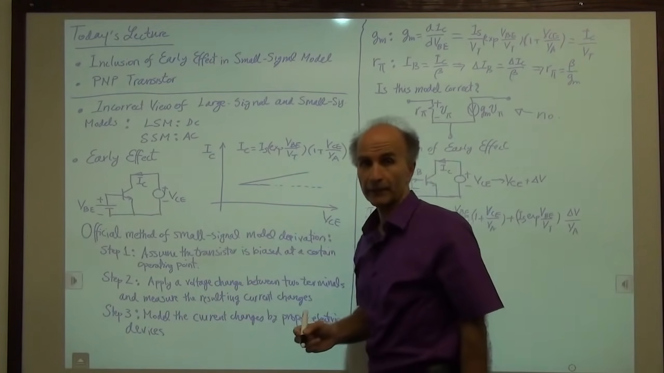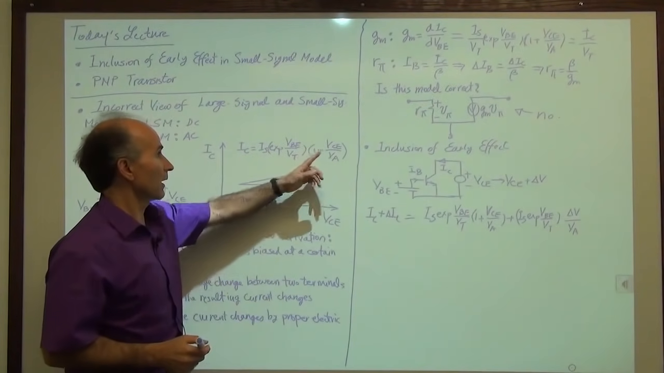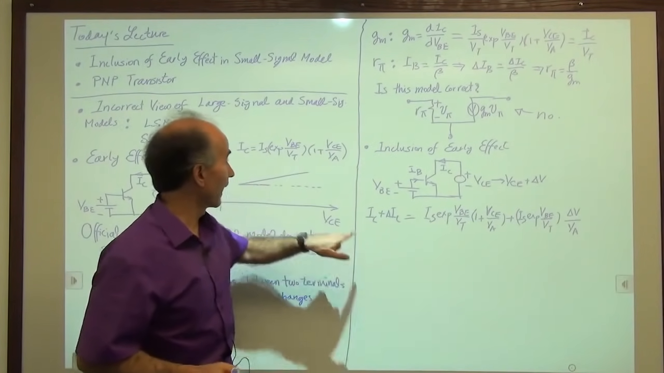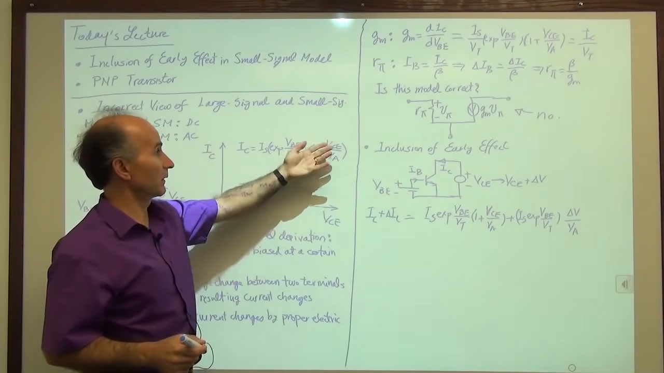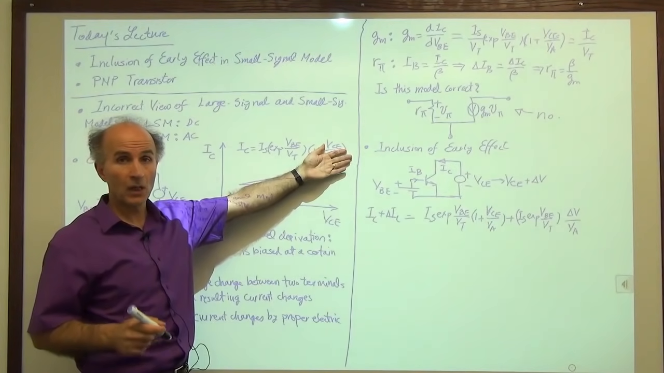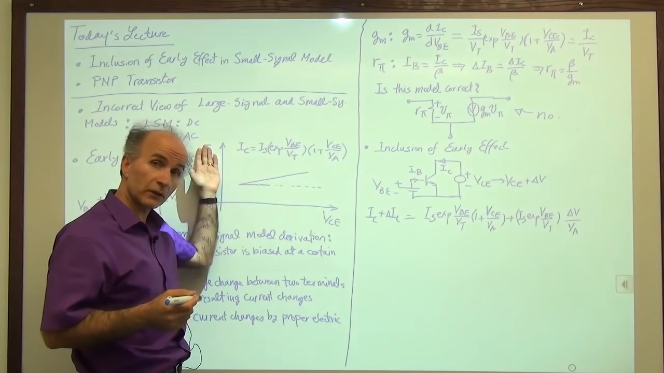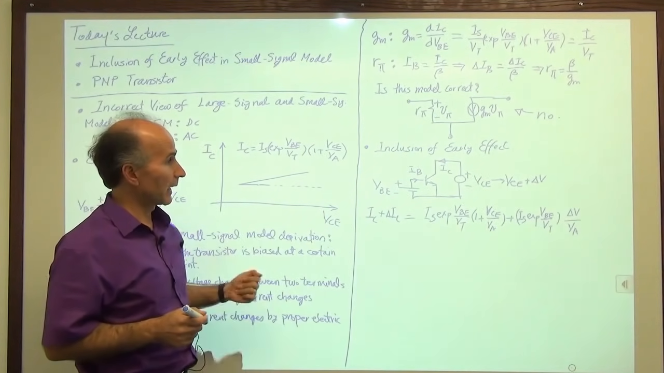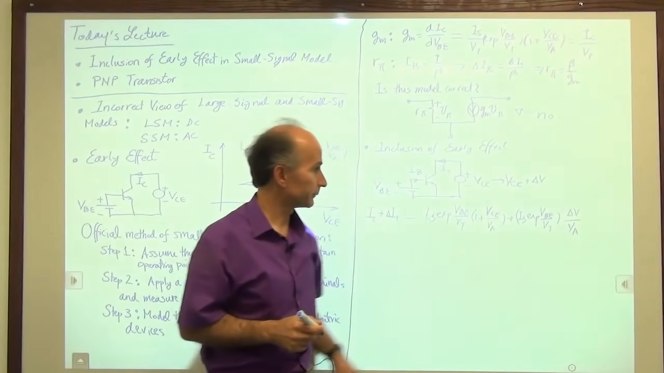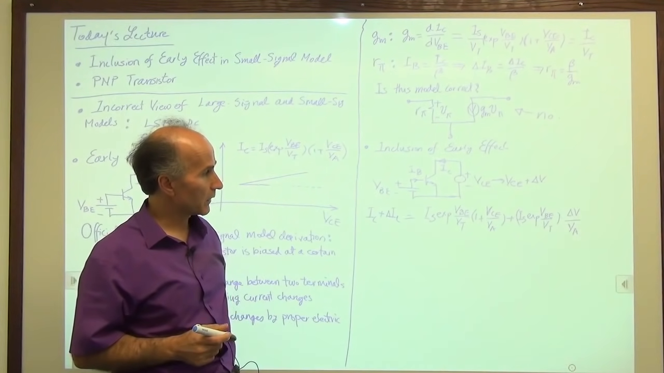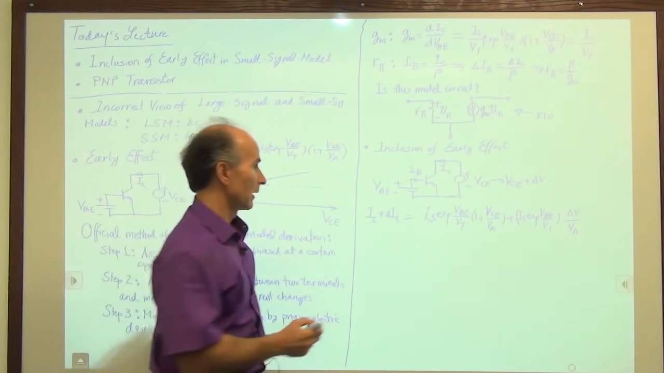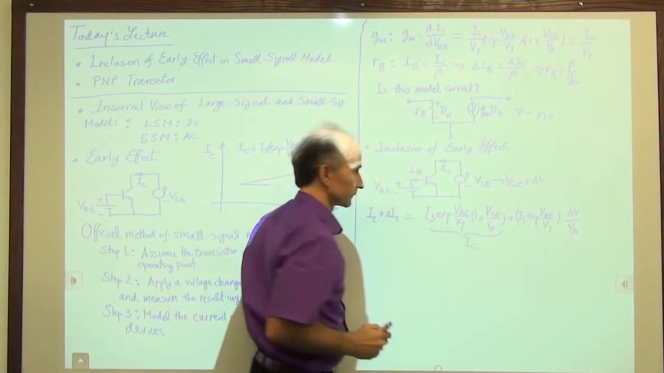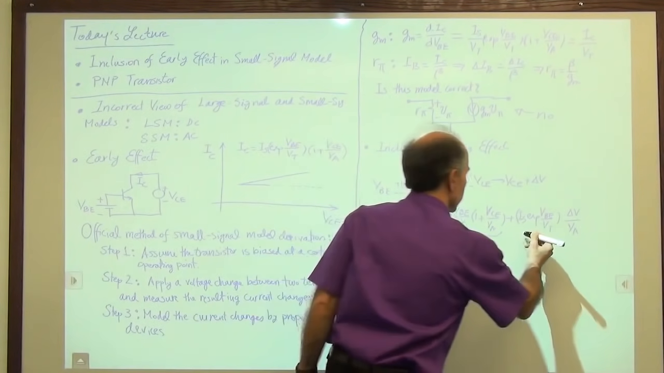I hope it's easy to follow that. What I did is, in here, I replaced VCE with VCE plus delta V. And I assumed that there is a change in the collector-emitter voltage. Therefore, there is a change in the collector current. Maybe not. If not, then eventually it should be zero, right? Then I just expanded this and I got this. So what can we recognize here? Well, this is the original IC, so that's not surprising, right? And this is delta IC.